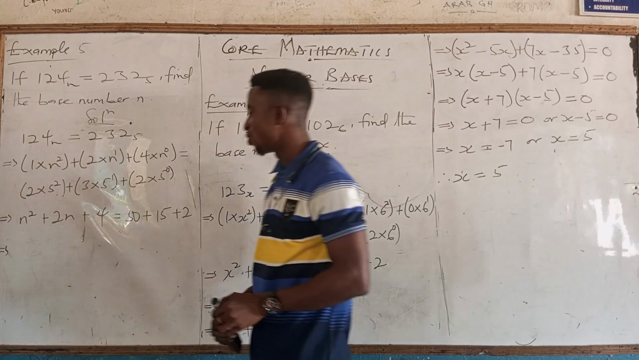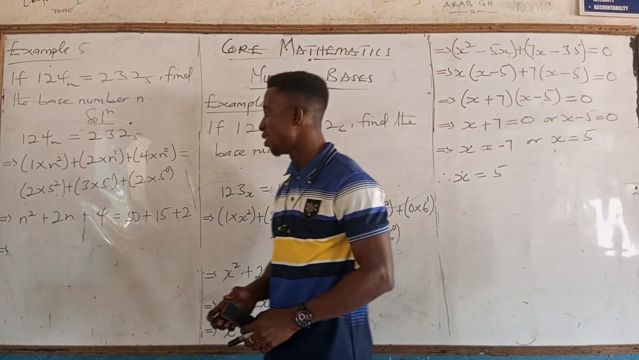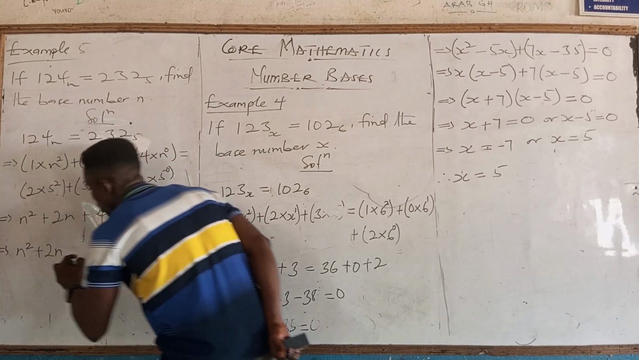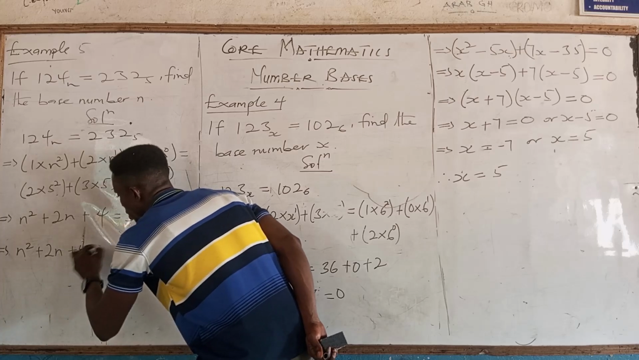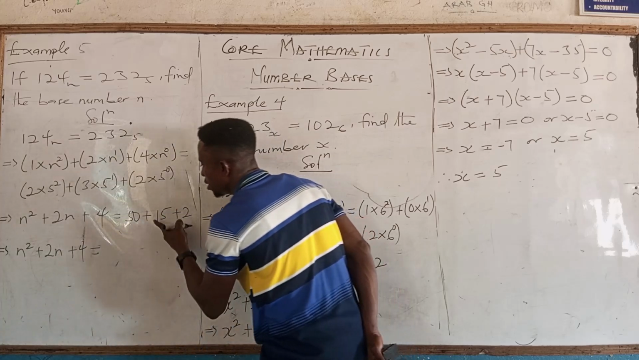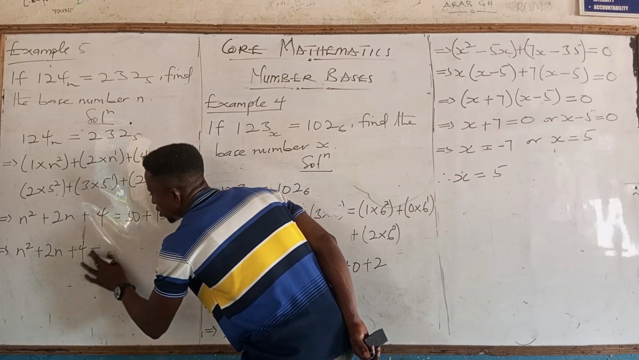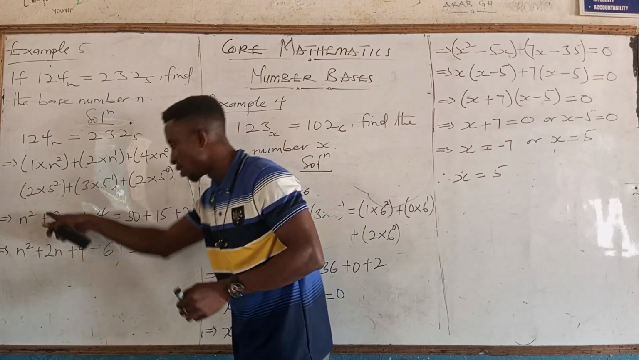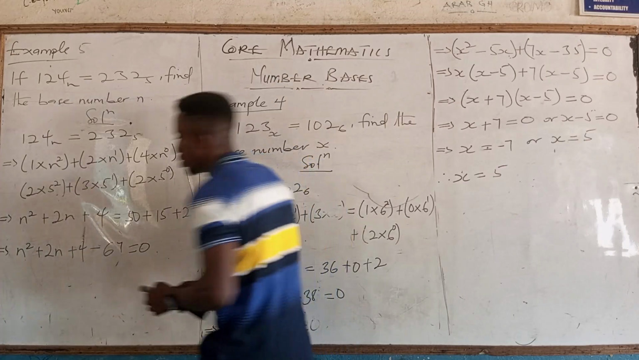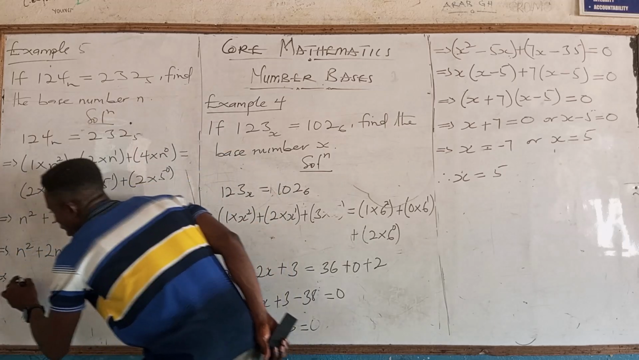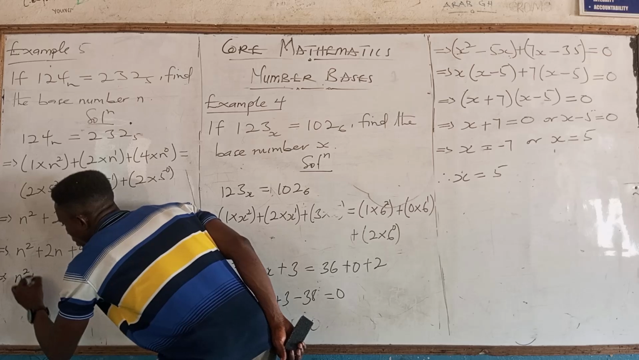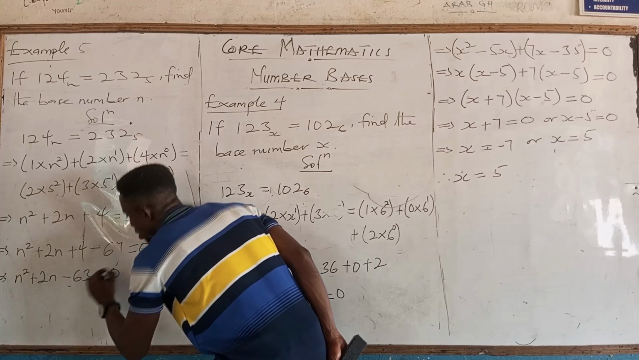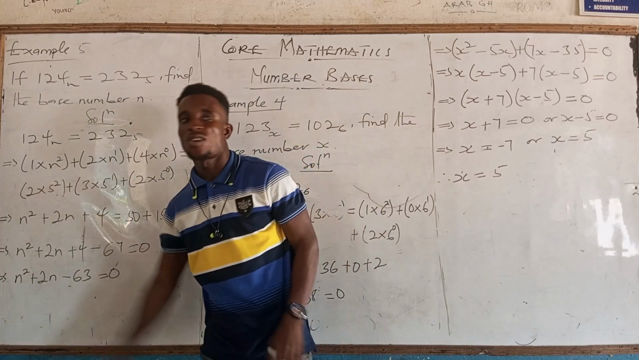And we can see that this one too is in the form of what? Quadratics, right? So we proceed. I'll have n squared plus 2n plus 4. Then adding these will get me 67, right? So I have minus 67, which is equal to 0, because I will send everything to the left hand side, right? So this now will get us n squared plus 2n. Then subtracting will get me minus 63, which is equal to 0. And this is the standard form of a quadratic equation.